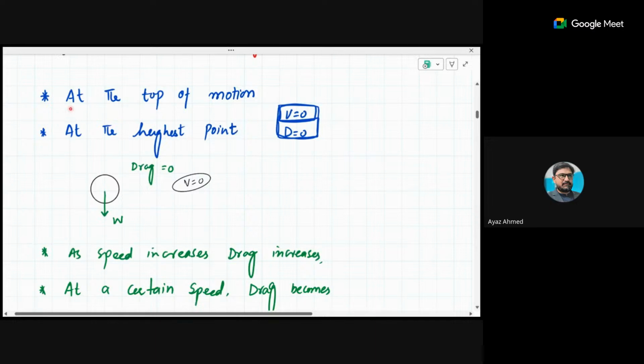Okay? So I was saying that at the top of the motion, whether the object is moving down or upward, at the top of the motion the speed would be equal to zero, so the drag is just nothing. So drag goes to zero. The only force acting at that point is the weight force. As the speed increases, the drag increases. And at a certain speed, the drag becomes equal to the weight force.